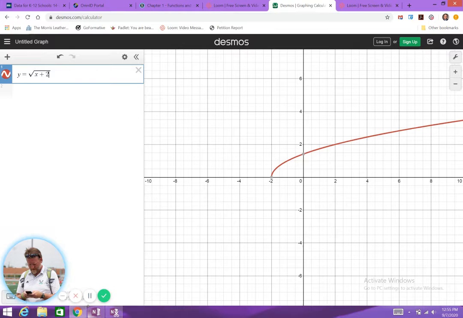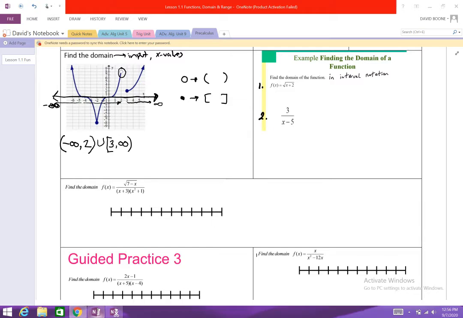We can look at this graph. Reading left to right, there's nothing over here. It's not until I get to negative 2 that I first have part of the graph. I can put negative 2 in for x, and the square root of 0 is 0, so that's fine. But anything less than that, like negative 4, I can't put in there. Negative 4 plus 2 would be negative 2, and the square root of negative 2 is not a real answer. And looking at the graph, I can keep putting in values for x all the way from negative 2 out to infinity.